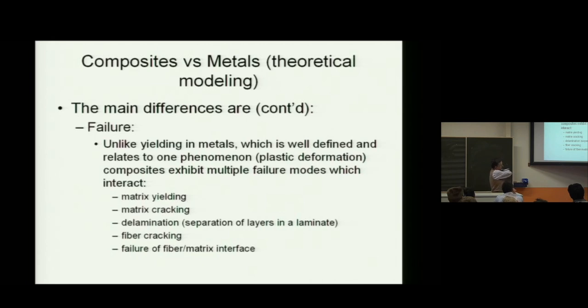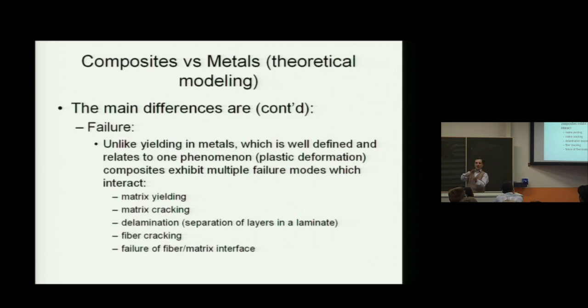In composites, because we have 2 components, that's why they are called composites, there's at least 2 components, the matrix and the fiber, we have a whole bunch of things that can happen, and there's even no guarantee what happens first and what happens next, or how they interact. The matrix may yield, the matrix will eventually crack. You may have delamination, which is separation between layers.